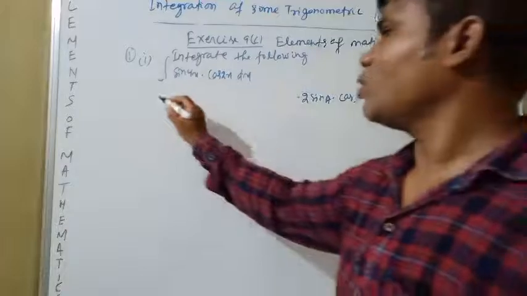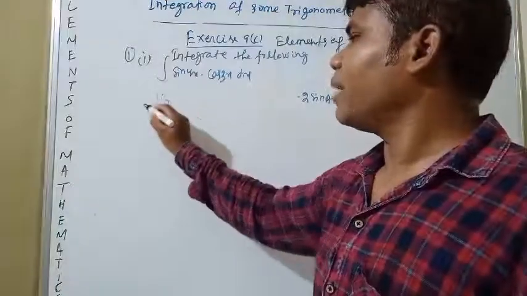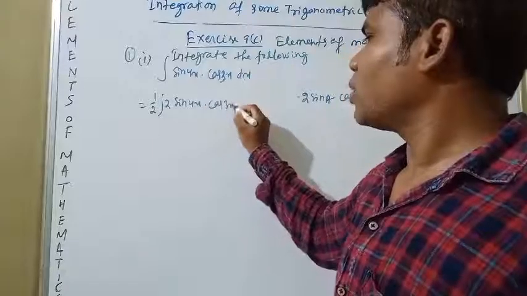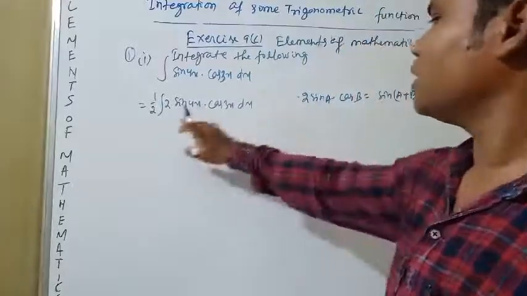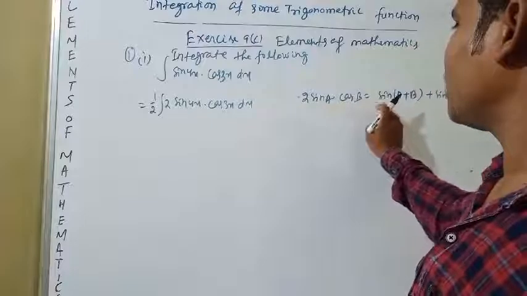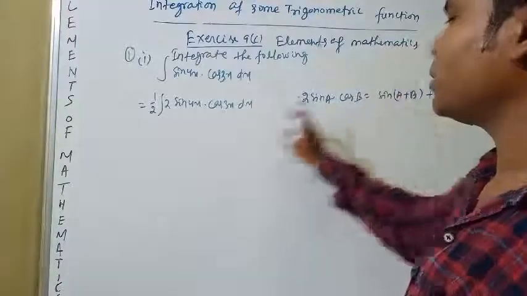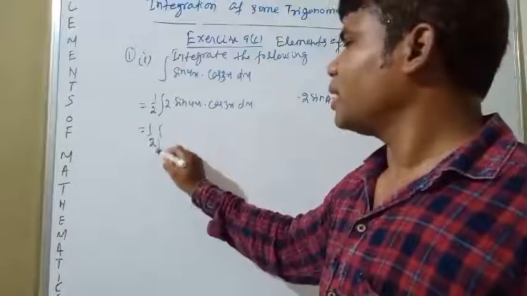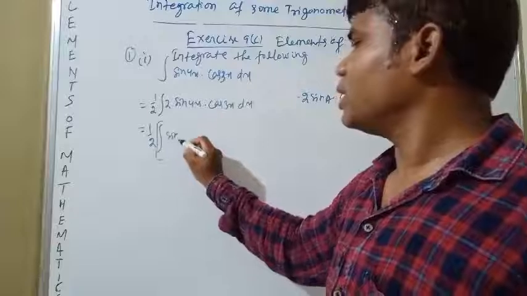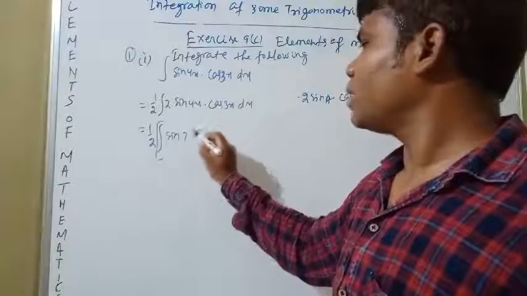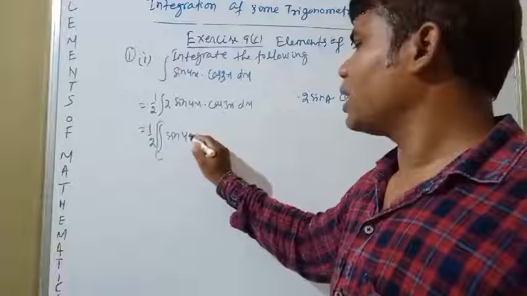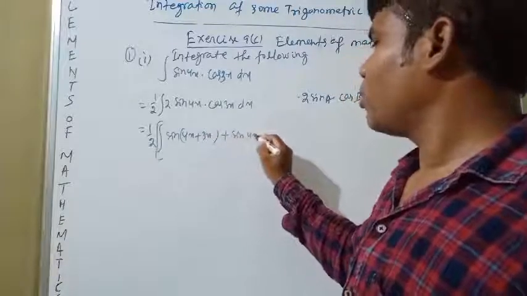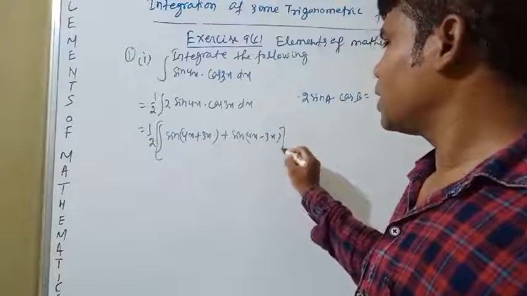Here you multiply 2 and divide 2: 2 sin 4x cos 3x dx. You see this is in the form of 2 sin a into cos b, so I can write sin a plus b, sin a minus b. Here a is equal to 4x, b is equal to 3x. That is half integration of sin 4x plus 3x plus sin 4x minus 3x dx.